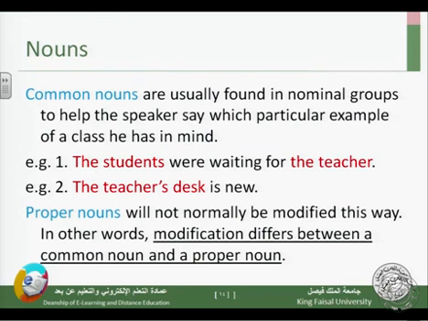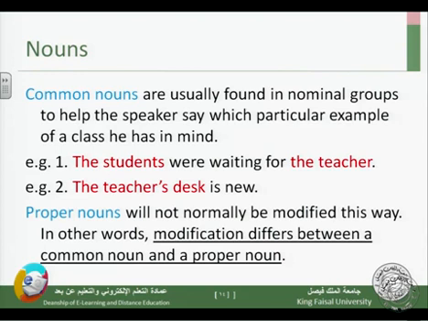Common nouns are usually found in nominal groups. This helps the speaker say which particular example of a class he has in mind. When we talk about common nouns as an example of a class, modifiers in nominal groups help us specify which particular example we are talking about. In example 1, the students is a nominal group, and the is a modifier. This helps us specify that we're not talking about all students, but particular, specific students. So not all students everywhere, a particular group of students.